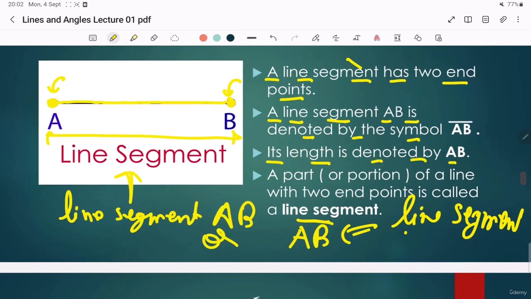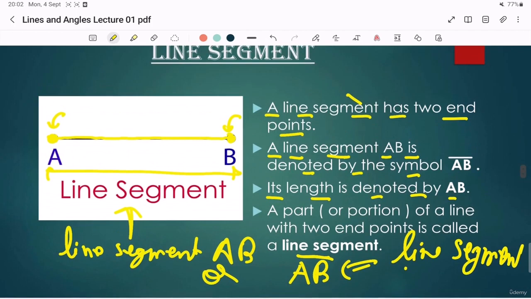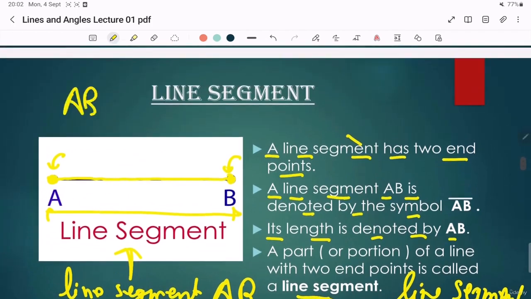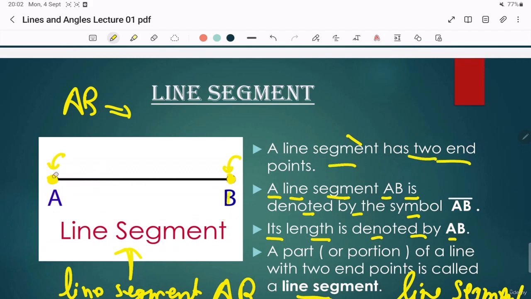Its length is denoted by AB. So if we simply write AB, it means we are talking about the length of a line segment. Since a line segment has two endpoints, it is of some definite length. We can always measure the length of this line segment using a ruler, or you can say a scale. Let's say this is 10 cm.